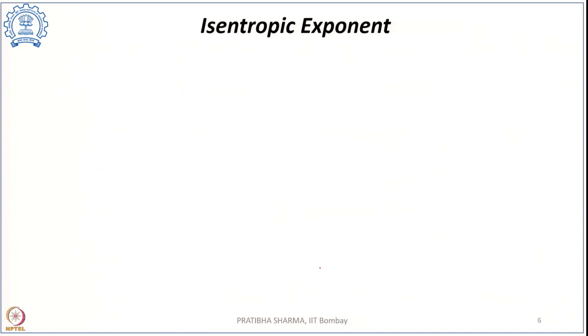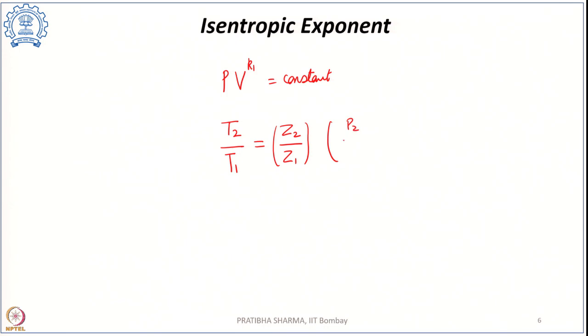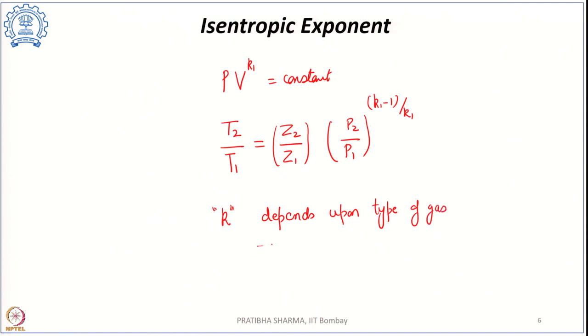Now, if we want to find out the final temperature using these exponents, let us, for example, consider the first equation, which was pressure times volume to the power k 1 is equal to constant. So, if on compression we want to find the final temperature T 2, then that is related to the initial temperature T 1 by the ratio of the compressibility factors Z 2 upon Z 1, times the pressure ratio P 2 upon P 1 raised to the power k 1 minus 1 over k 1. So, this exponent k depends upon the nature of the gas, which type of gas we are considering, and what the temperature and pressure are. So, it behaves differently at different temperatures and pressures.